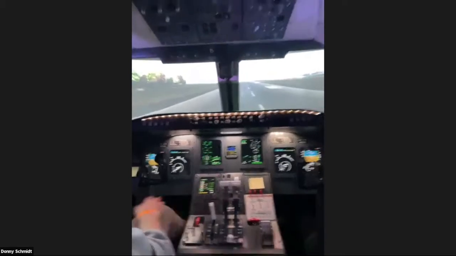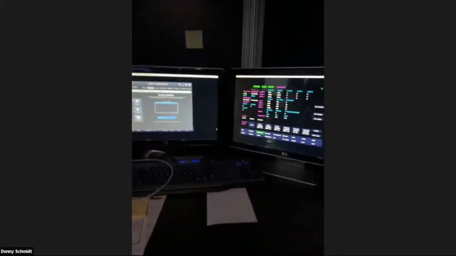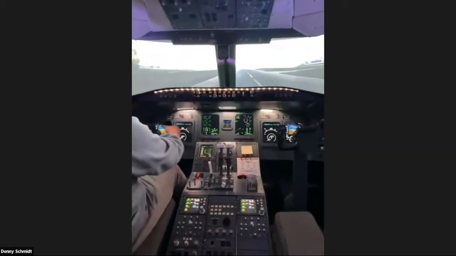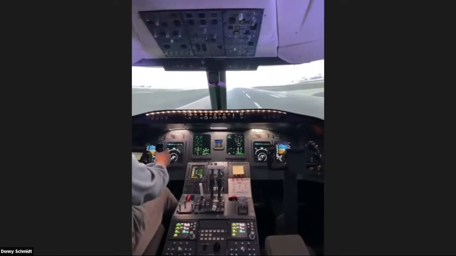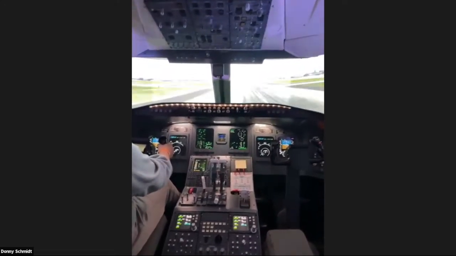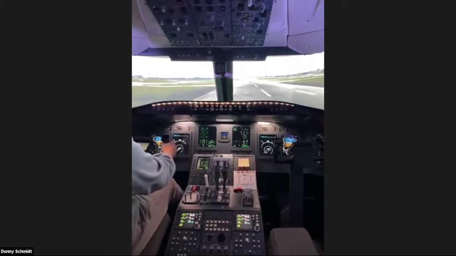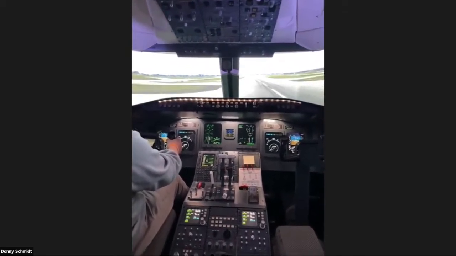And then back here, like I said, the instructor at the station can control things like weather or failures up front: engine failures, instrument failures, engine fires. So we'll let him take off and we'll turn it over for questions. Some lighting. There we go. 120. Let's just call it one.